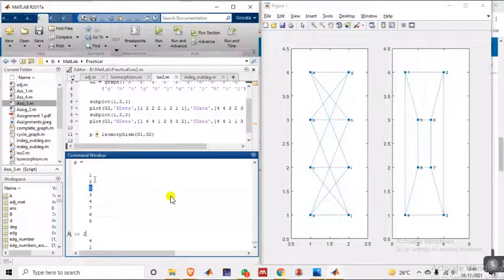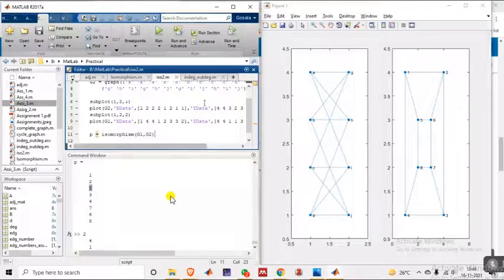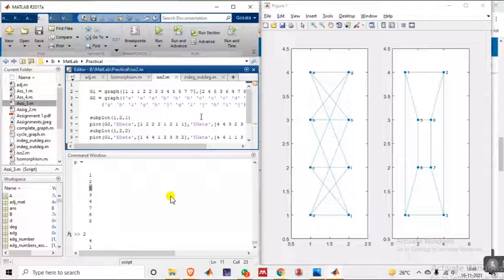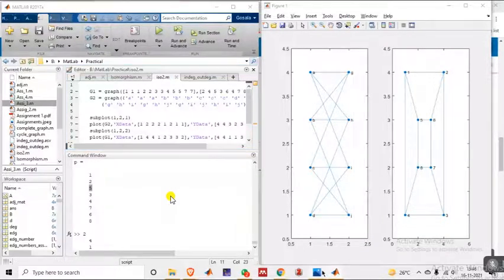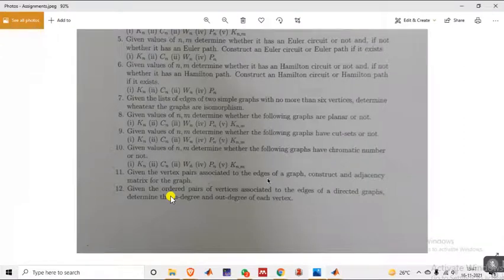Yeah, you are just finding out which point in graph 1 can resemble which point in graph 2. That is how you will be checking whether graphs are isomorphic or not. Now I'll just say how to create the adjacency matrix, the 11th question.